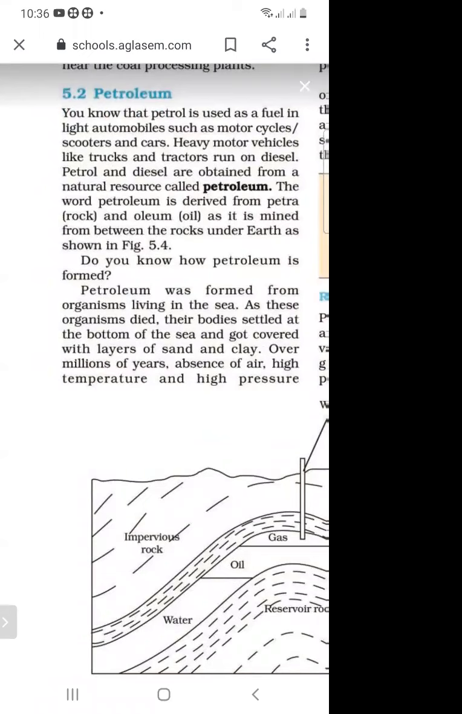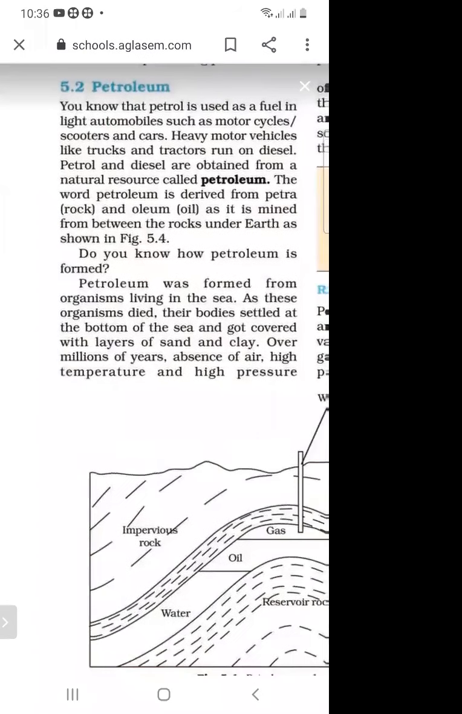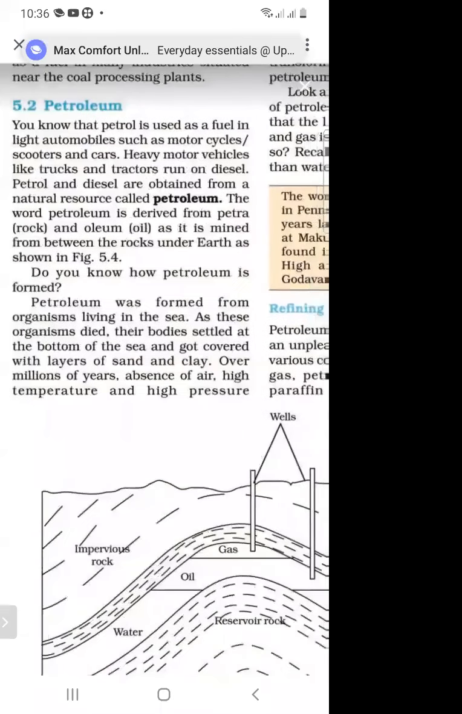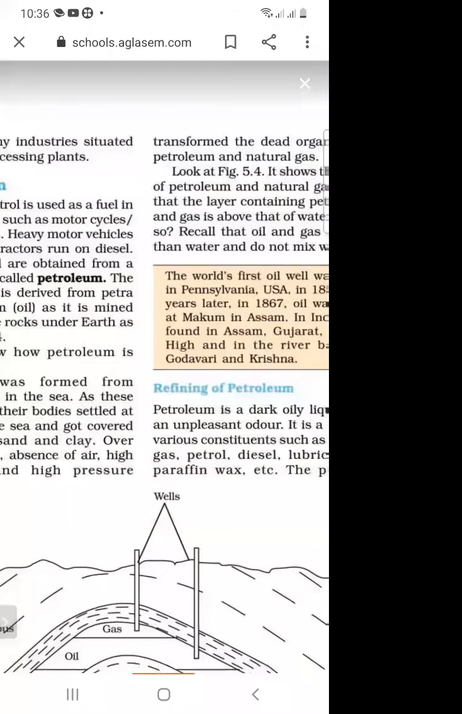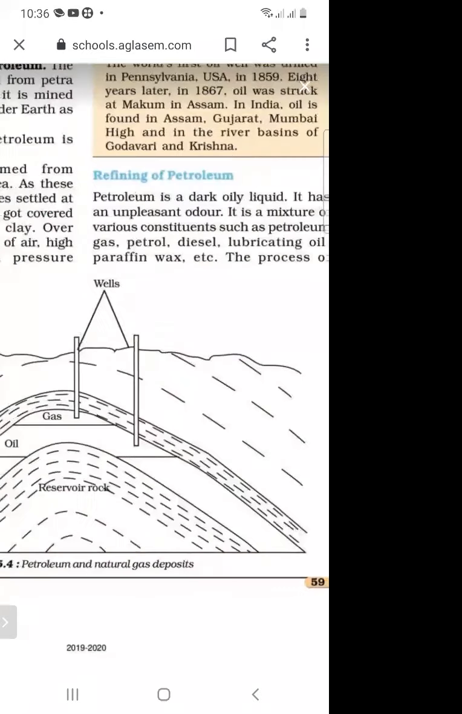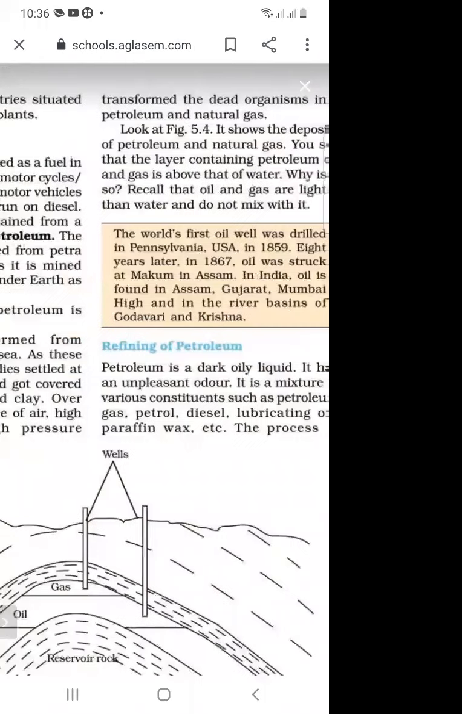So how is petroleum formed? Petroleum is formed from living organisms that live in the sea. When these living organisms died, their bodies settled down at the bottom of the sea and were covered with sand and clay. Over millions of years, in the absence of air, under high pressure and temperature, the dead organisms were transformed into petroleum and natural gas.